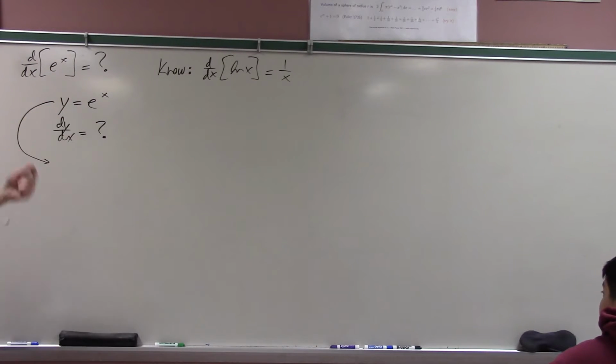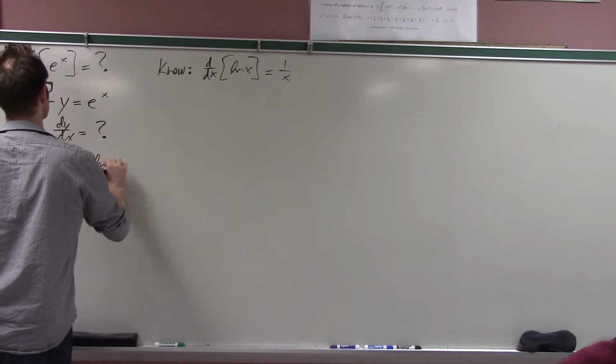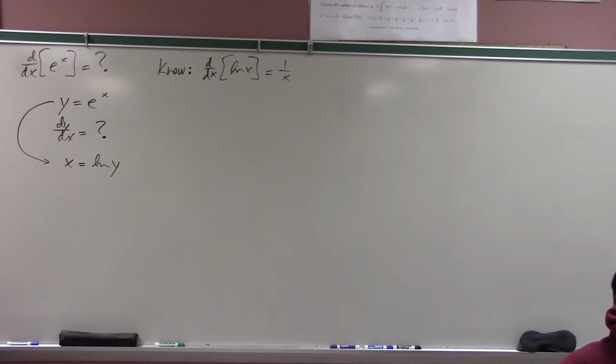Okay, so y is e to the x. Well, there's a relationship. If y is e to the x, then what's another relationship between x and y? x is the natural log of y. Okay. So I rewrite y equals e to the x as x equals ln y.